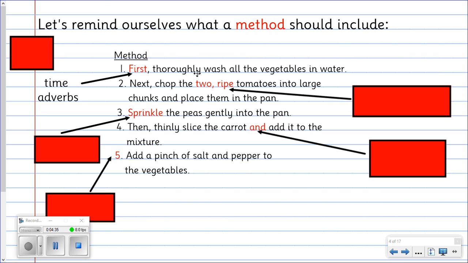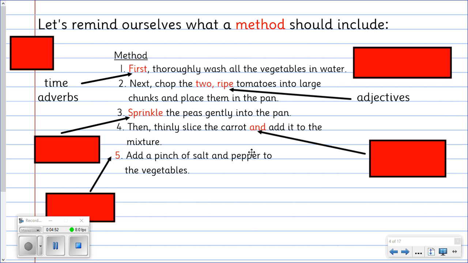Let's have a look here then. So this arrow is pointing to the words ripe. And the instruction is next, chop the 2 ripe tomatoes into large chunks and place them in the pan. We should all know what we call those words. Well done. They are adjectives and they're separated by a comma. Okay, the commas in a list.